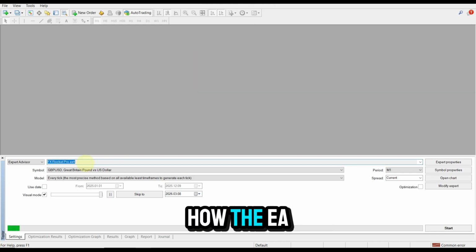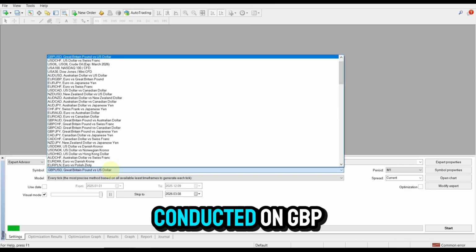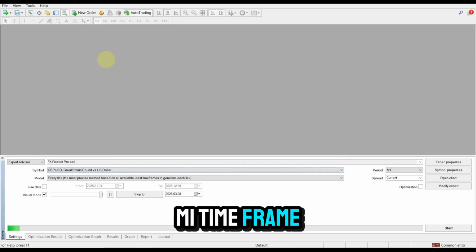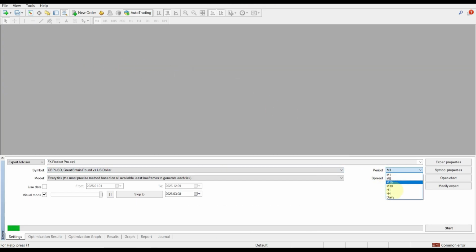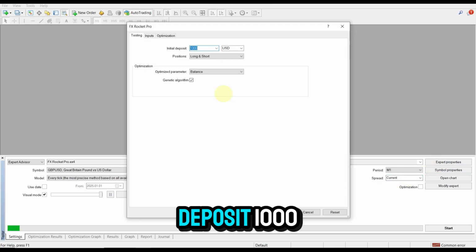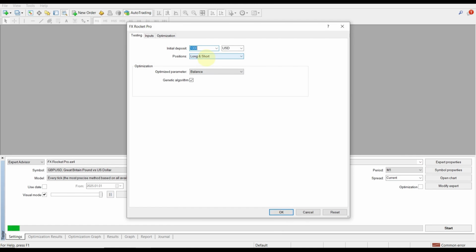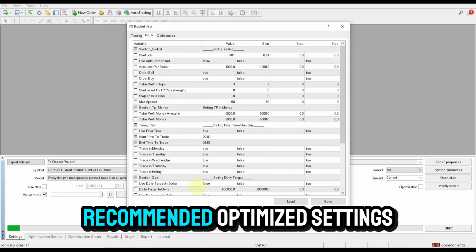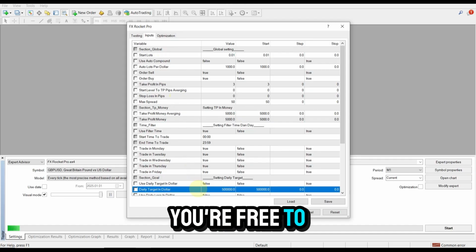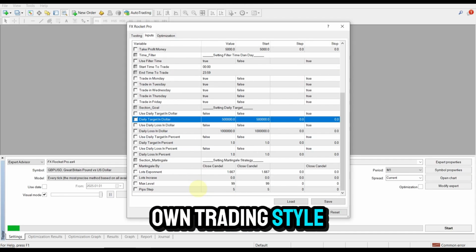Next, we'll examine how the EA performed in past market conditions through backtesting. This backtest is conducted on GBPUSD using the M1 timeframe. Deposit 1,000. In this setup, we're running the EA with its recommended optimized settings. You're free to adjust these values to suit your own trading style.